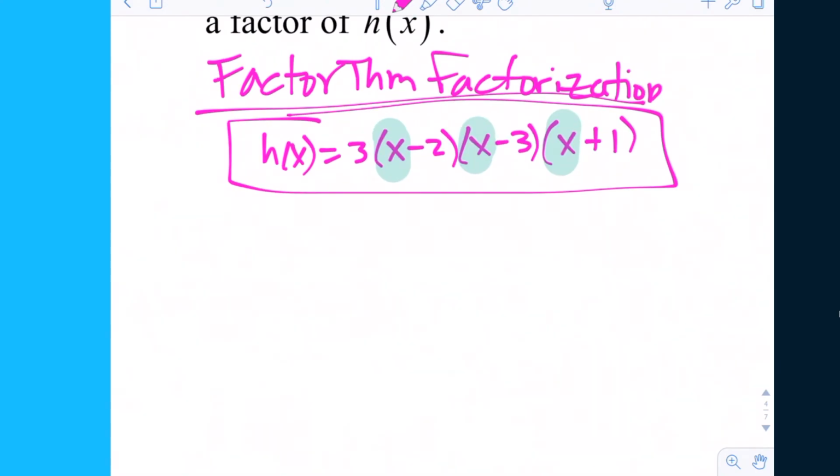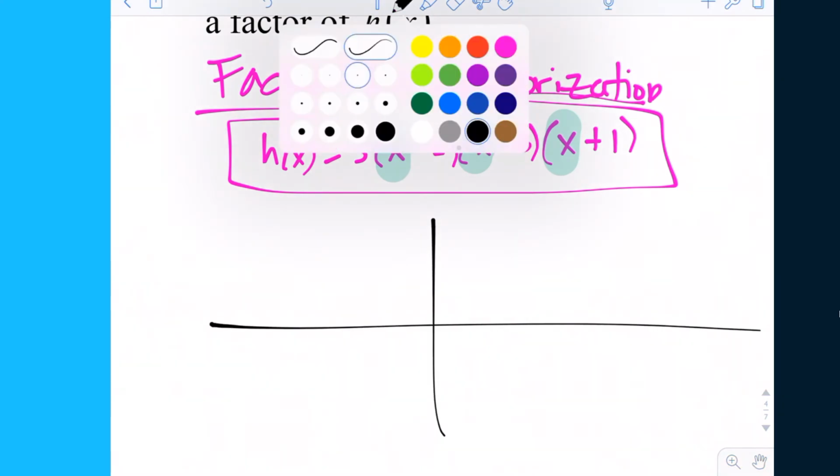All right, now let's go ahead and sketch the graph. We need a y-axis and we need an x-axis. Let's go ahead and pick a flavor. With which flavor should we graph?